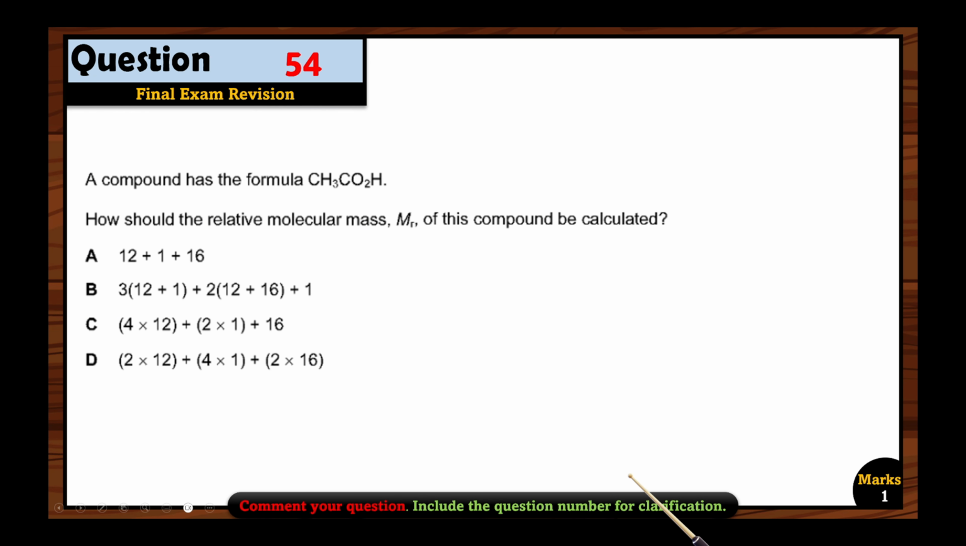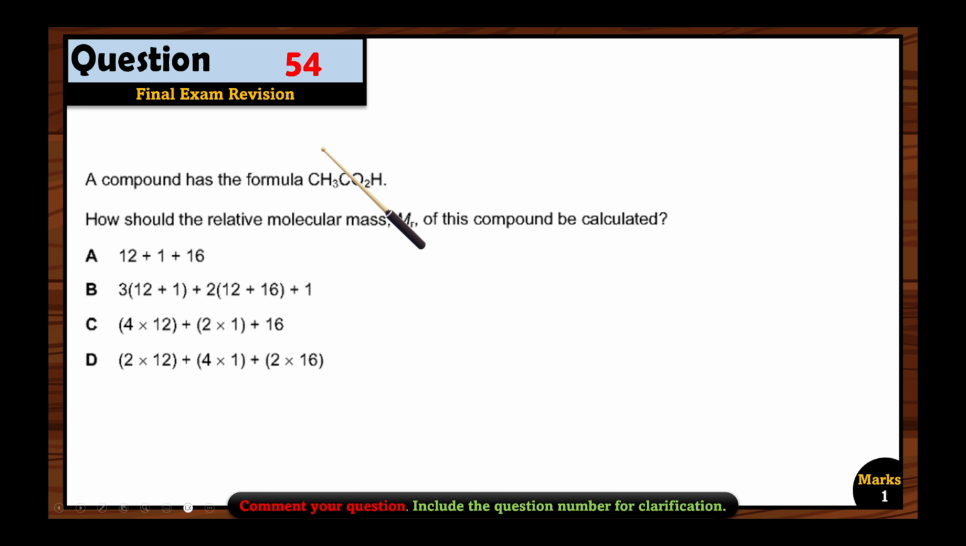Question 54. A compound has the formula CH3COO2H. What is the relative molecular mass? Atomic mass means the mass of an atom. Molecular mass means the mass of the molecule. So this is now our molecule. Of course, a compound is also a molecule. So if it's a molecule, we just have to find the mass. How can we find the mass? It's simple. You just have to add the mass of all these elements present in this compound, and then you will get the mass.